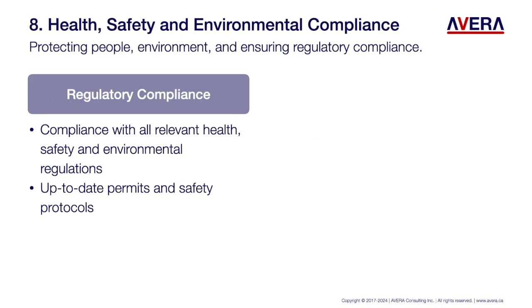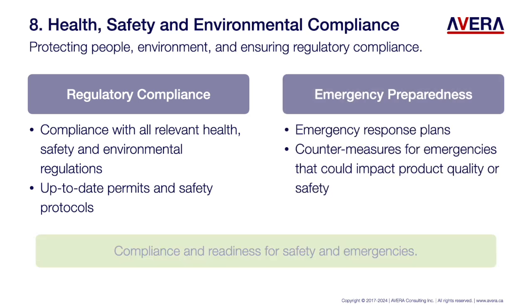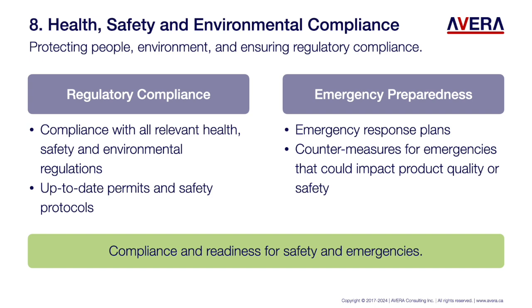Number 8, health, safety, and environmental compliance. Ensure that your operations comply with all relevant health, safety, and environmental regulations. This includes having up-to-date permits, safety protocols, and environmental impact assessments. Review your emergency preparedness and response plans. Auditors may check whether your company is prepared to handle emergencies that could impact product quality or safety.